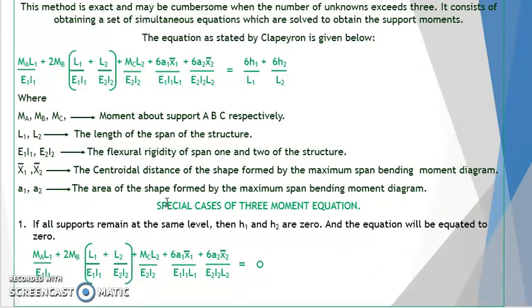So, special cases of the three-moment equation. If all the supports remain at the same level, then h1 and h2 are 0, and the right side of the equation will be equal to 0. This is it here. That's when this and this become 0. There is no sinking of support on the structure you're dealing with. Then the equation automatically changes to this.